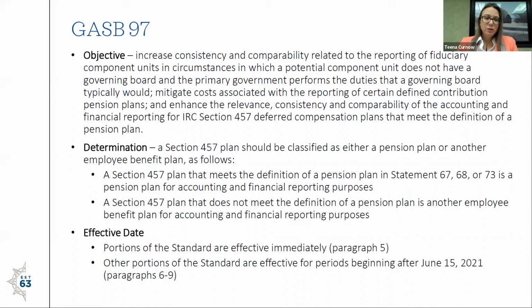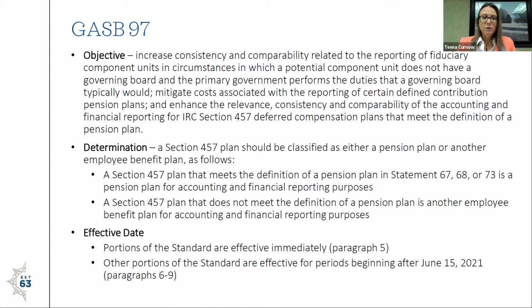So from a determination standpoint, a Section 457 plan should be classified either as a pension plan or another employee benefit plan. So if the 457 plan meets the definition of a pension plan, as disclosed in Statement 67, 68, or 73, it is a pension plan for accounting and financial reporting purposes. If it does not meet that definition, by default, it's considered another employee benefit plan.